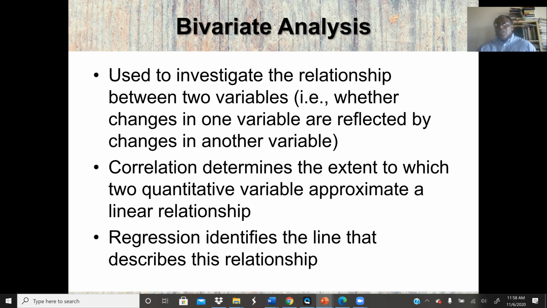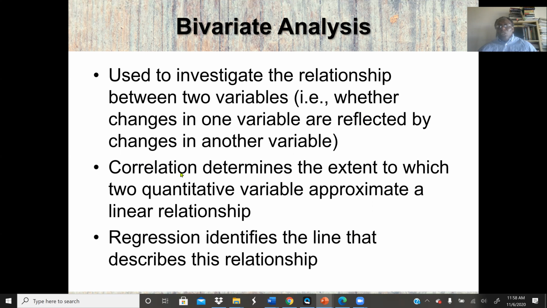So let's say lung cancer and smoking. In one data set, we have patients who smoke, yes or no, and lung cancer, yes or no. So we can find the relationship between the two. We use it to investigate the relationship between two variables, whether changes in one variable are reflected by changes in another variable. Here, the correlation will determine the extent to which two quantitative variables approximate a linear relationship. We use correlation to know the degree of relationship or the degree of association between two variables.